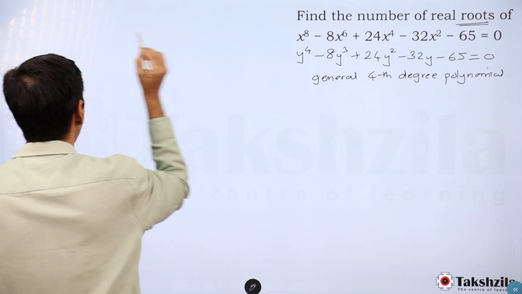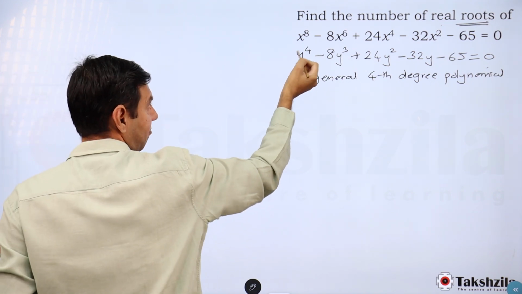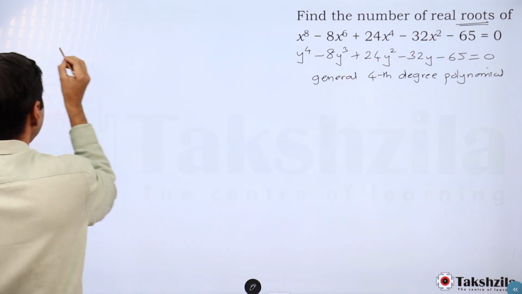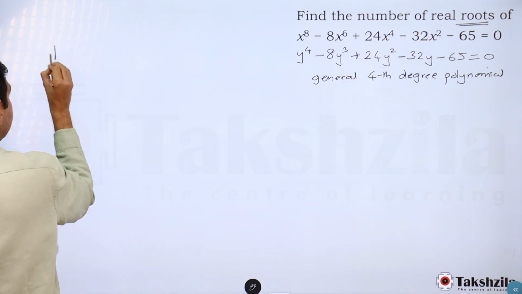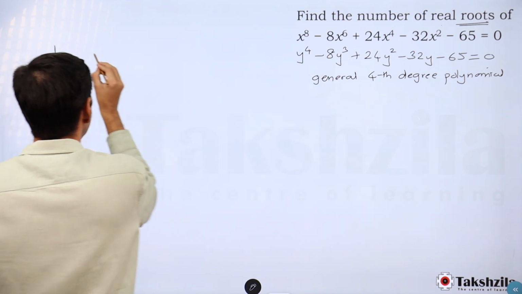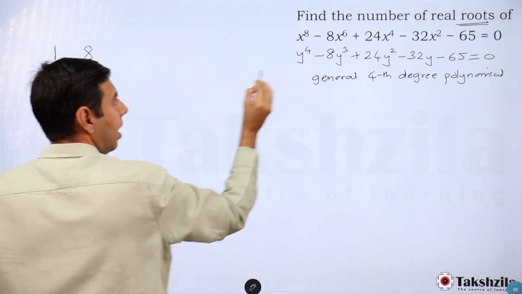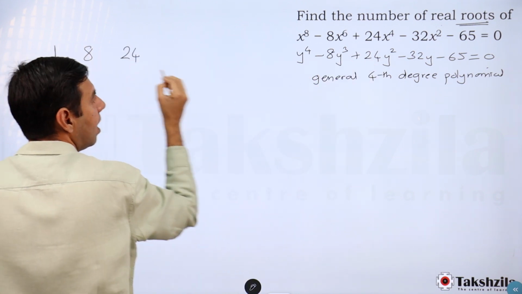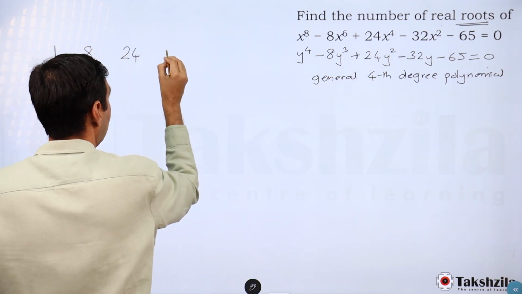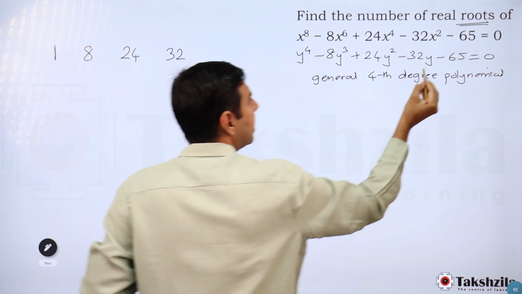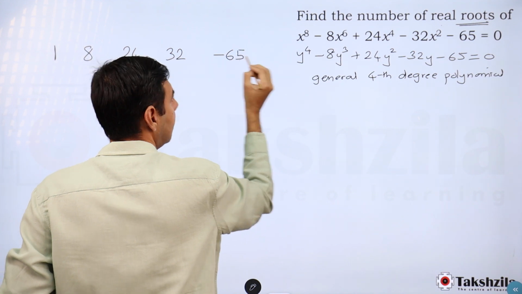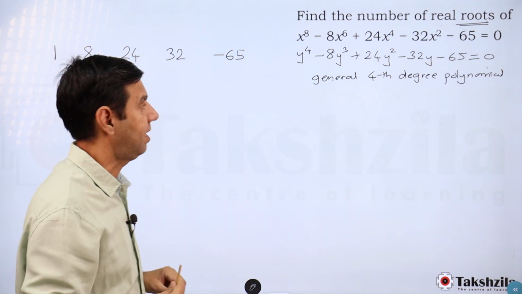So this could even be a minus 1. Y raised to 4 could be minus 1. That could be imaginary roots. Okay, so you just take a 1. Don't think of a plus minus. You just take an 8. Ignore this 24. This is a 32 and not a minus 32, but this is a minus 65. You cannot change this, right? Because it's a constant, there's no variable there.